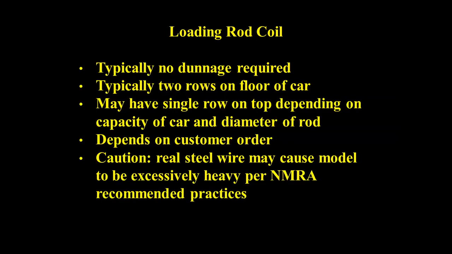Usually there's no dunnage in a rod coil car. It's typically 2 rows on the floor of the car. And as I said, there may be a single row on top, but be careful that that car may become excessively heavy.